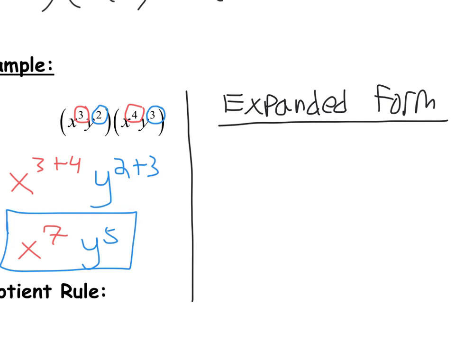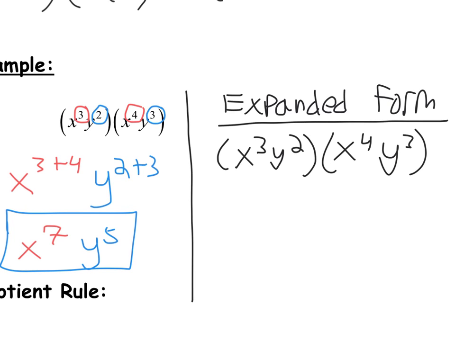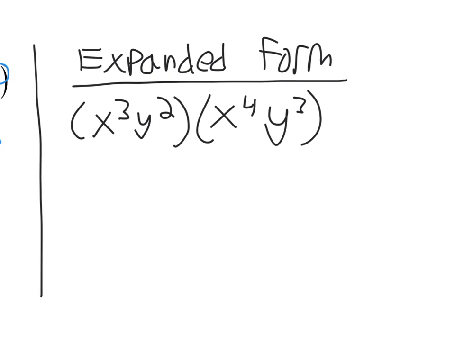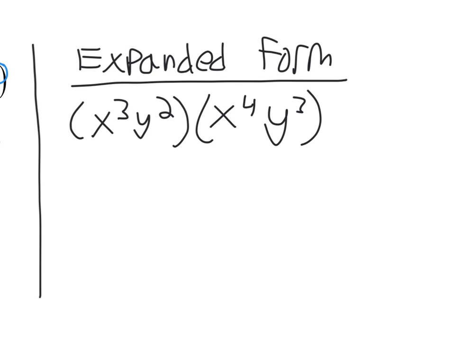Okay, so let me rewrite this expression here. I got x to the third, y to the second, and then x to the fourth, y to the third. Okay, and so when I do this in expanded form, basically I just want to write out what x to the third means. So if you recall, when you have exponents, anything raised to an exponent, all that means is that the base is multiplied to itself that many times. So the base is x, so it's x times x times x in the first parentheses, and then you have two y's, so that's going to be times y times y, and then we can close that parentheses.